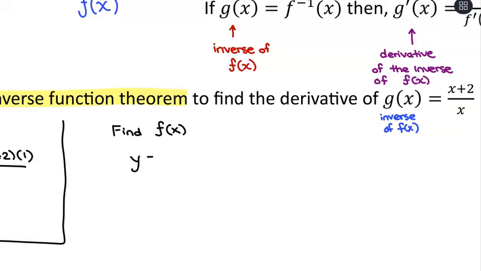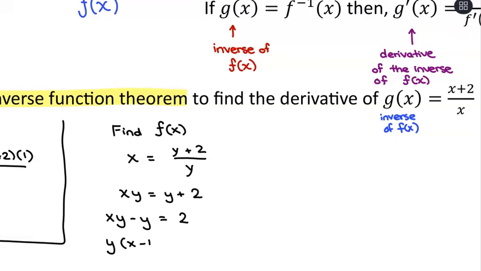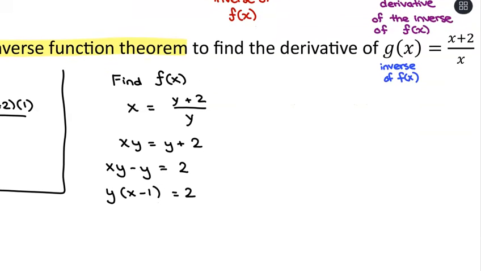So again, we could think of it as y equals (x plus 2) over x. And to find the inverse, we switch our x's and y's. And then I'm going to solve for y. So multiply both sides by y. Subtract y so that I get everything with y on one side of the equation so that we can factor. And then divide away so that we get y all alone: 2 over (x minus 1). And this represents our original f of x function.